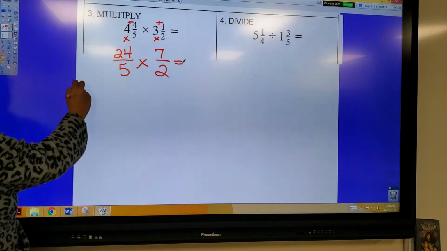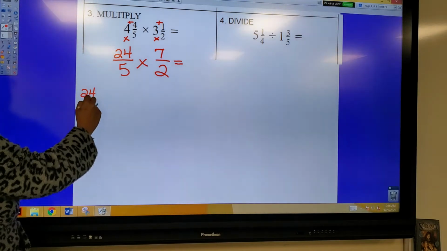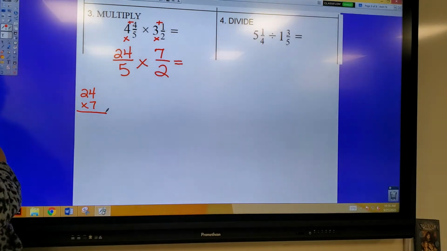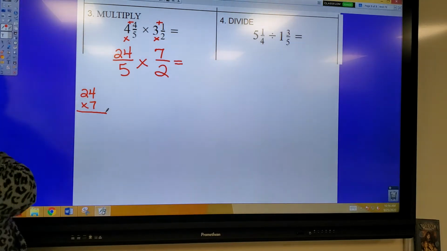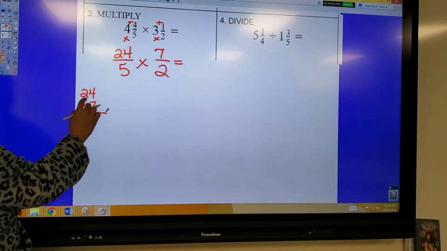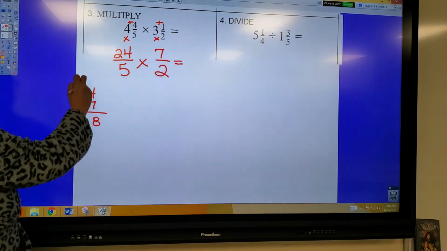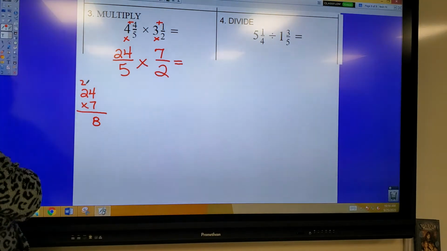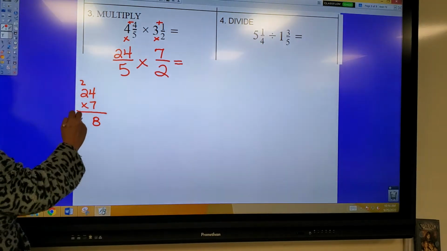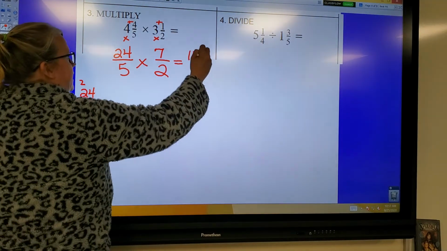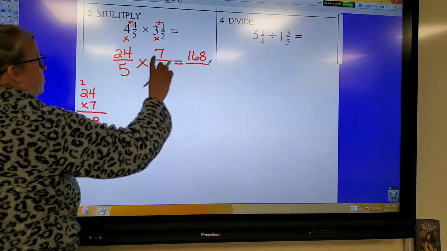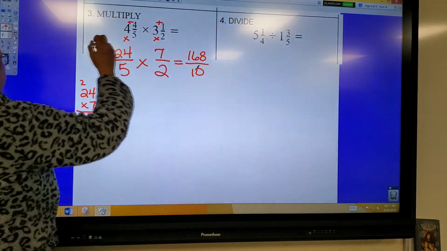So that means I need to do 24 times 7, and we're not going to be using calculators for DMR 4, so I need to work out over here to the side 24 times 7. 7 times 4 is 28. 2 times 7 is 14, plus 2 is 16. So 168 over 5 times 2 is 10.